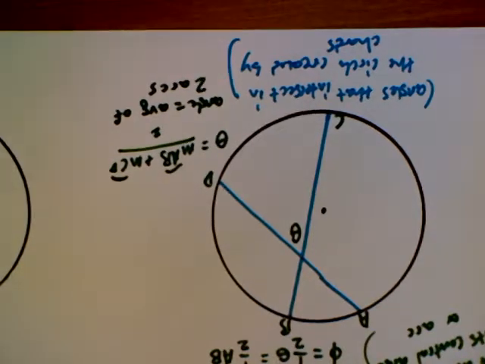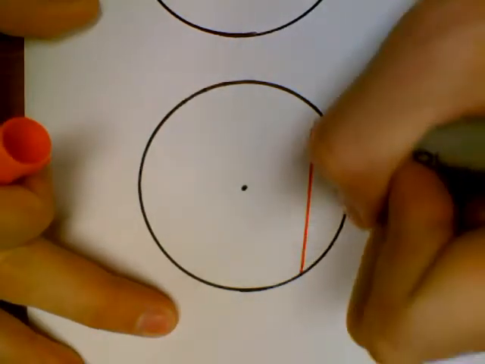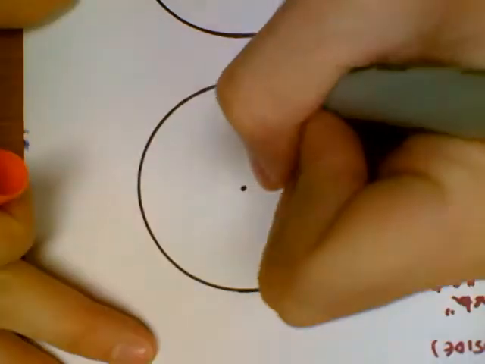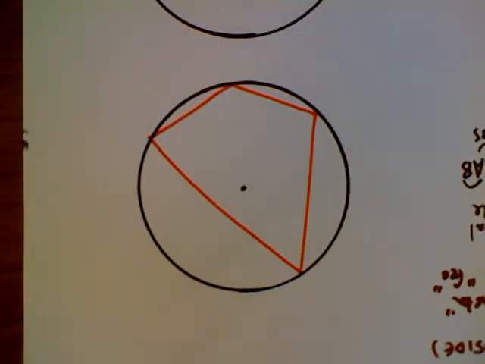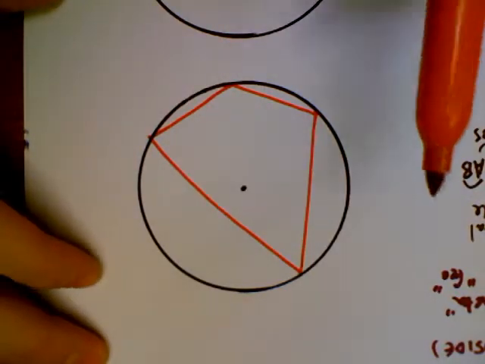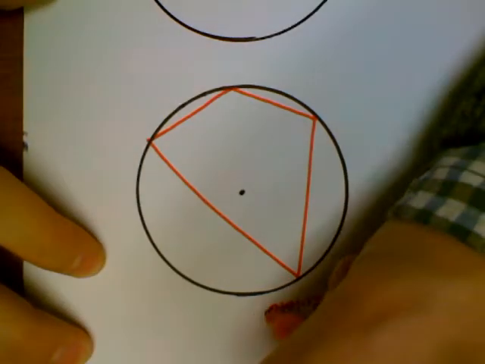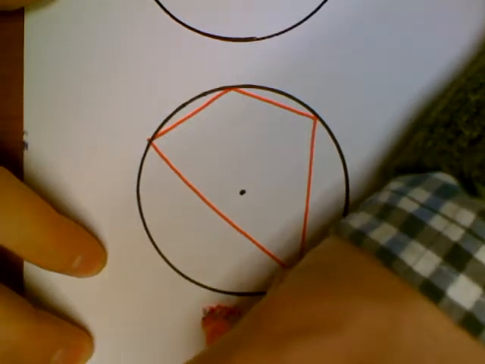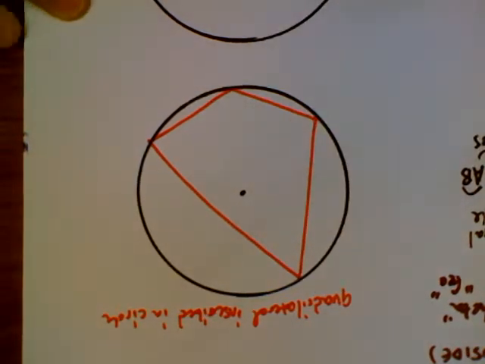All right, we have two more. Another one that we talk about is what happens when you have a quadrilateral that's inscribed in a circle. So you have to draw a quadrilateral. Just pick any 4 points you want on the edge of the circle. It doesn't have to be a rectangle. It can be anything. So I've drawn some weird type of quadrilateral. In this case, when you have a quadrilateral inscribed in the circle, the opposite angles are supplementary.